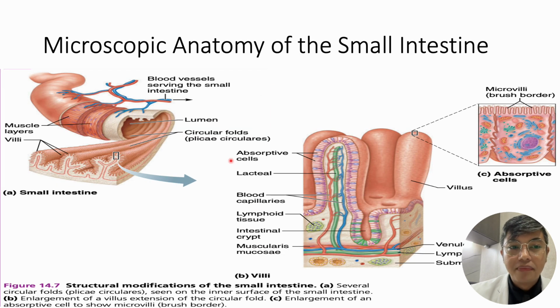Now, pansinin ninyo, okay, etong picture na ito. Alright? Now, you have here your circular folds or plicae circularis. This is your small intestine na zoom lang natin. Ano ba ang nasa mucosa or sa lumen ng iyong small intestine? So makikita mo, parang tupi-tupi. Okay? Sa bawat tupi, it's called your circular folds or plicae circularis.